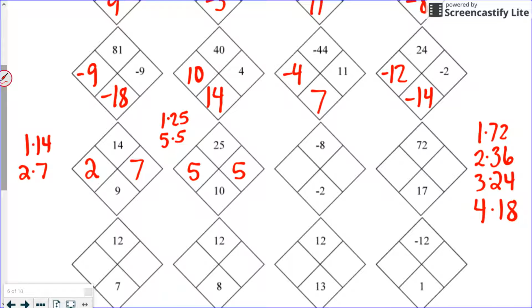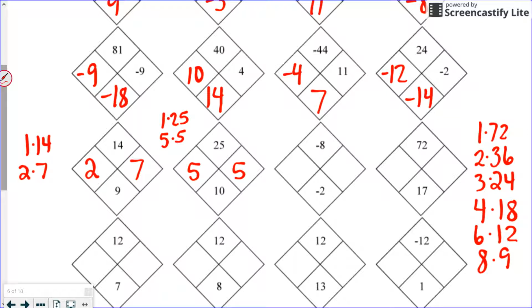5 does not go into 72. 6 goes into 72 12 times. 7 doesn't go into 72. 8 times 9 is 72. And then I've got 9 times 8, but I've already got that one here. So going further, I have all of my factors. As soon as you find the one that repeats, that's when you stop.